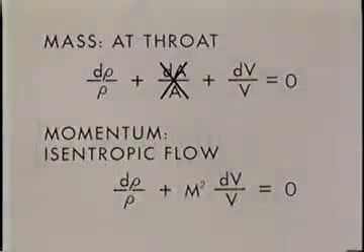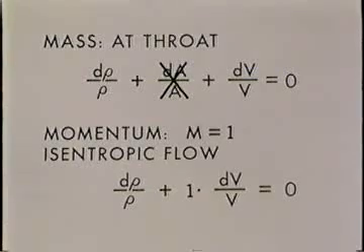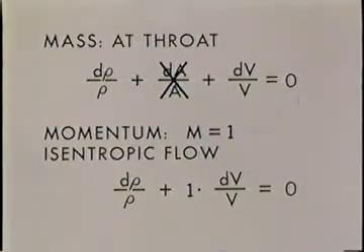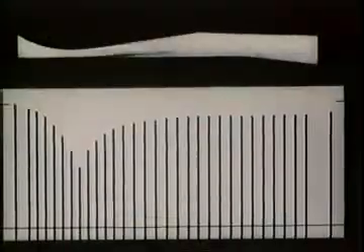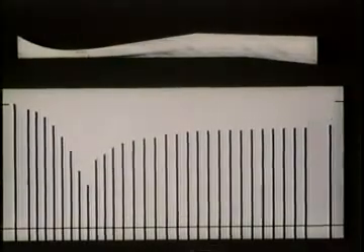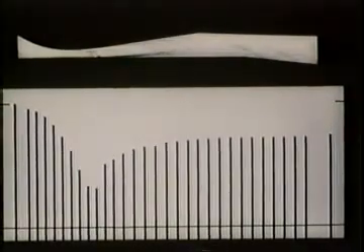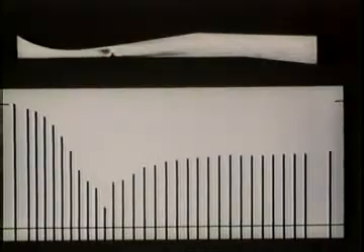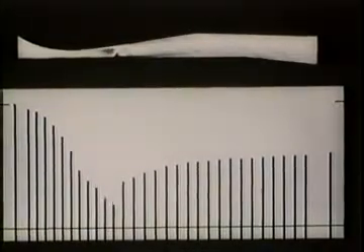Now suppose that the Mach number at the throat is equal to 1. This is the special case we have called choking. The two equations are now identical. Since both d rho and dv cannot be determined from a single equation, they need not now be 0 at the throat. The velocity, density, and pressure can increase or decrease continuously through the throat, and the flow need not be symmetrical. In particular, the highest velocity need not occur at the throat.